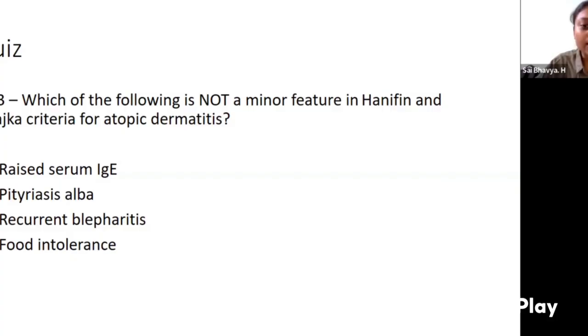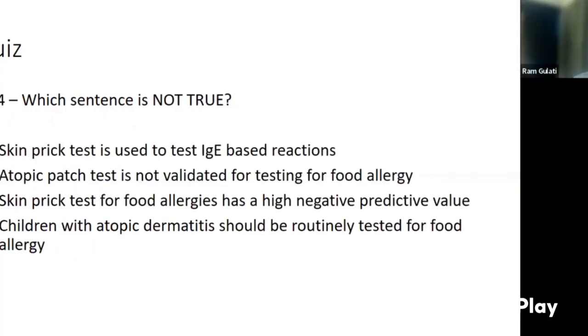The fourth one is, which of these sentences is not true? That means which of it is false. So first, skin prick test is used to test IgE-based reactions. Second is atopic patch test is not validated for testing for food allergy. Third is skin prick test for food allergies has a high negative predictive value. And fourth is children with atopic dermatitis should be routinely tested for food allergy.